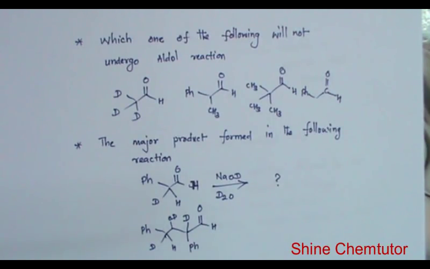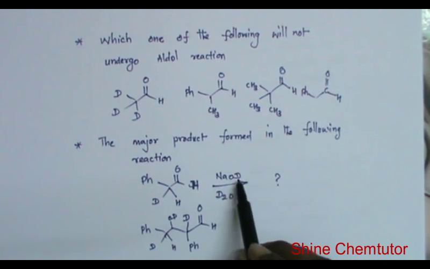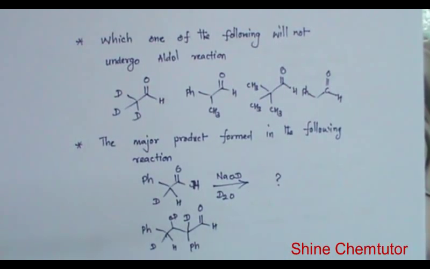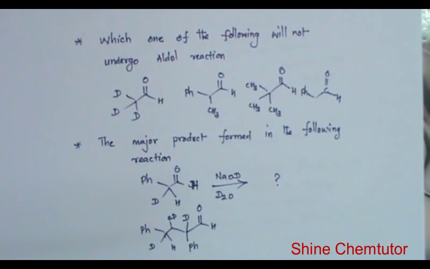I have given one more problem. The major product formed in the following reaction. In the problem, I have introduced deuterium here. Sodium deuteroxide, where the hydrogen has been replaced with deuterium, and instead of water, I have taken D2O. You can follow the same mechanism and predict the product. If you don't know the mechanism, if you have not understood it, it is not possible to answer. Now check: if you are able to answer both questions, you are at this level.